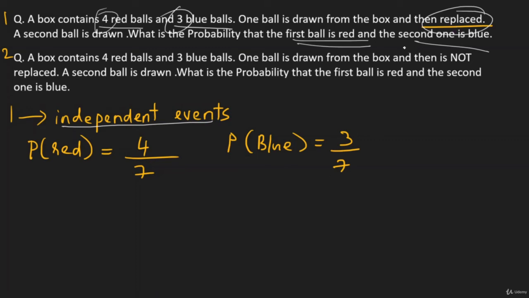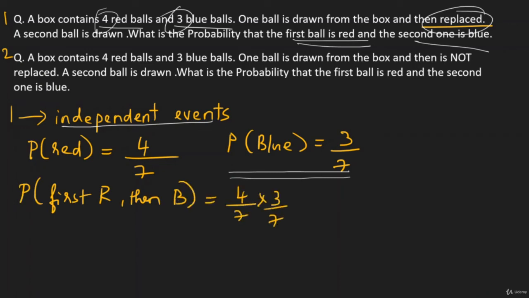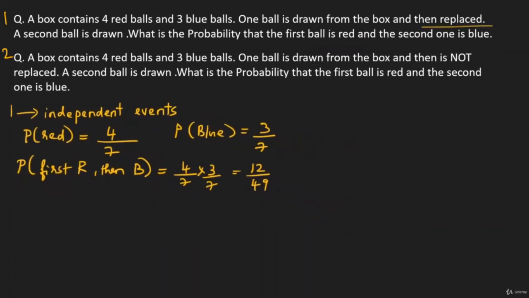So whether the first ball was blue or red, it does not matter to affect this probability over here. Therefore, the probability to get the first ball as red and the second one as blue is equal to 4 by 7 times 3 by 7, which is equal to 12 by 49. And you can note that we have just multiplied these two over here because they are independent events. Alright, let's go to the second question.